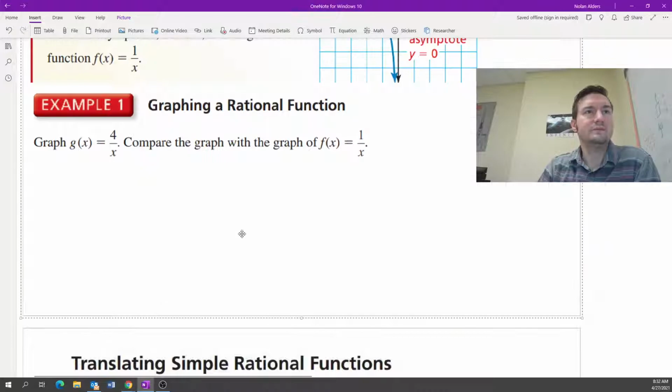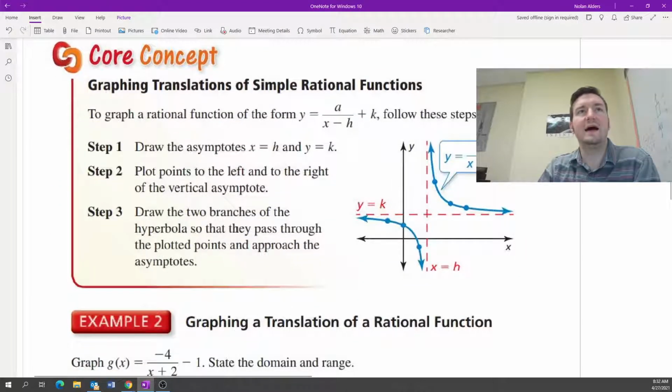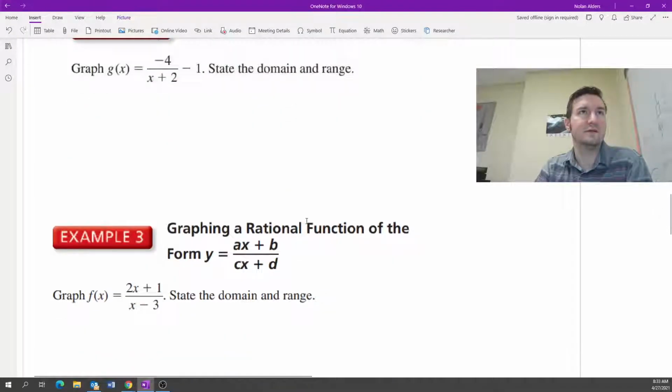All right. So now let's look at some translations. If we add or subtract a number directly to the x down here in the denominator, that's going to shift the whole thing to the left or right. And if we add or subtract a number here on the end, that's going to move the whole thing up or down. So you have your side to side shifts and your up and down shifts.